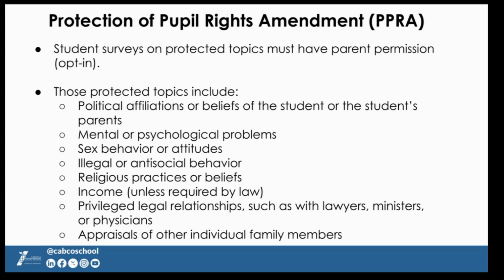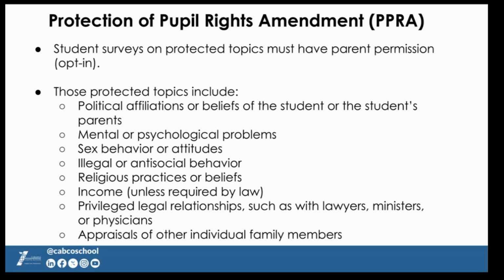Students cannot be surveyed about the political affiliations or beliefs of their parents or themselves. For example, a survey cannot be given to students without parent permission that asks students to identify the political party they prefer. This would also include verbally polling a class of students or administering a belief inventory that identifies a political party. It is also in violation of this amendment to survey a student without parental permission on their mental or psychological problems. For example, you could not survey a student to ask if they are being treated for a psychological condition or mental health concerns.